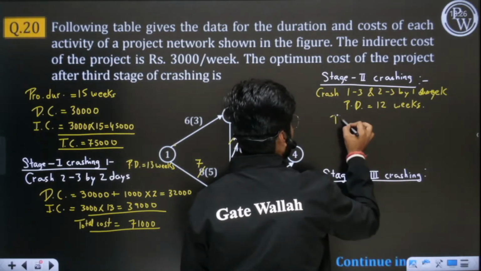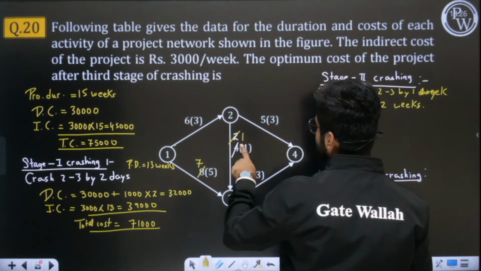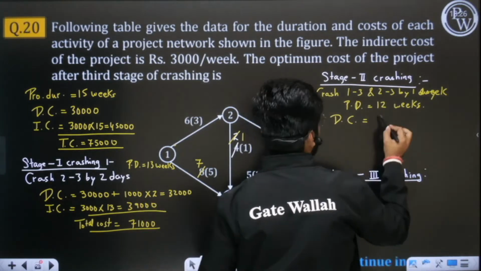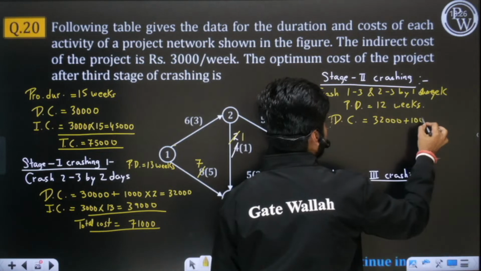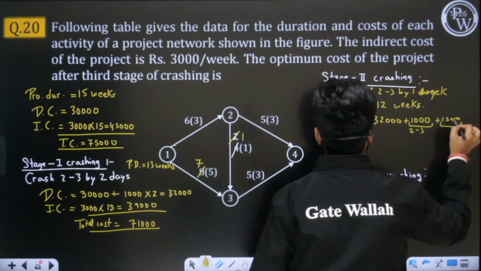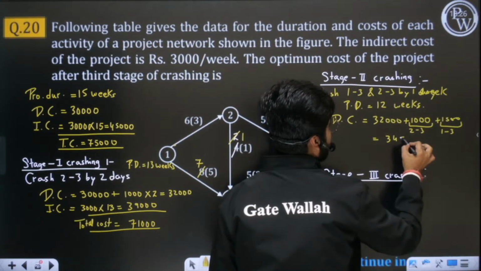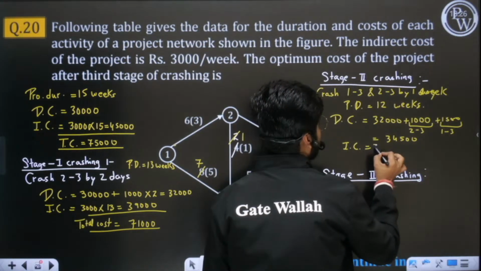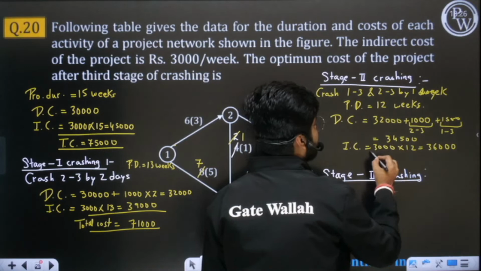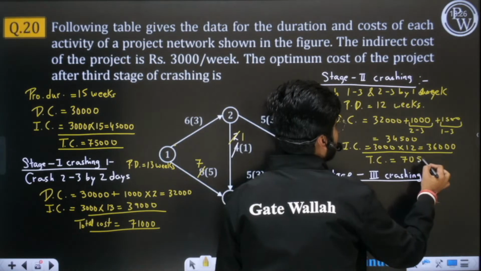So now your direct cost will be, if you decrease this by 1 day, and if you decrease this by 1 day, so 1000 rupees will increase here, and 1500 will increase here. So initially it was 32,000. Now 1000 will increase because of 2 3, and 1500 will increase because of 1 3. So total this will be 34500, and indirect cost will be 3000 into 12, which is nothing but 36,000, because total 12 weeks are there. So total cost will be this plus this, 34500 plus 36000, which is 70500.